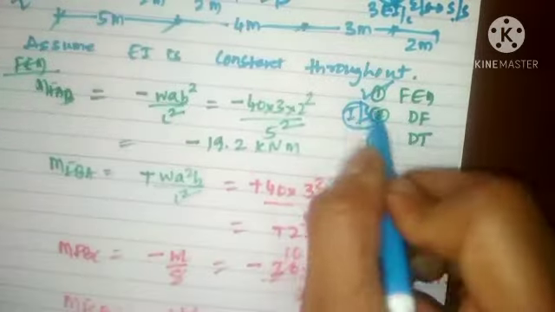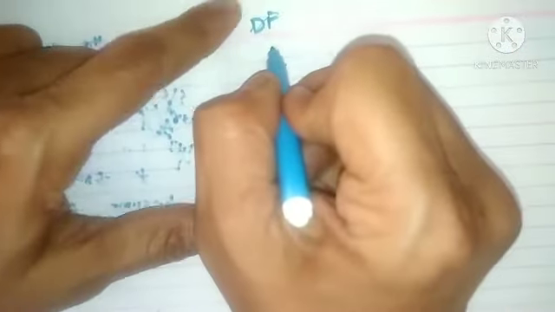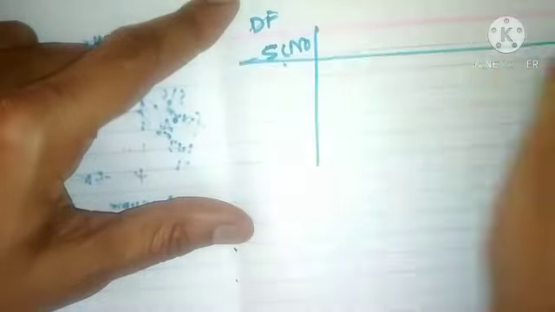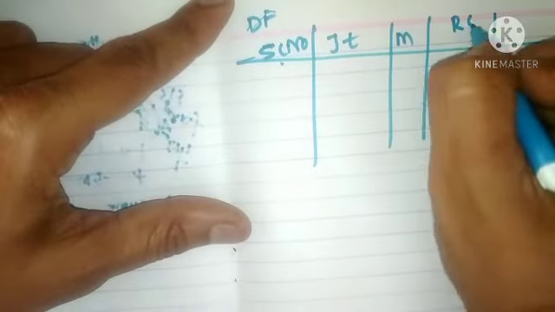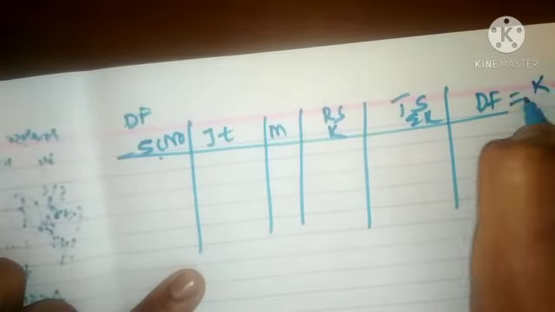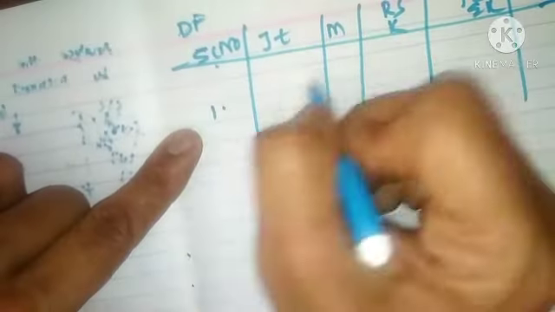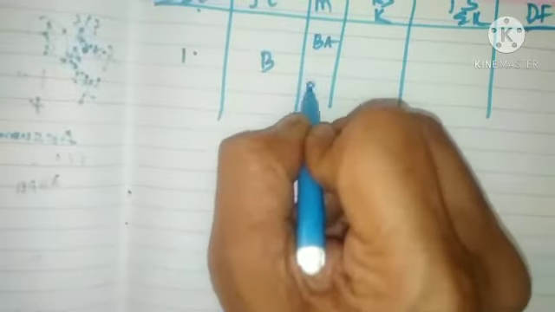Now distribution factors are calculated for the intermediate supports, and the intermediate supports are 2 in number, which is B and C. So we will be calculating distribution factor for B and C. Make a table here: serial number, joint, member, relative stiffness K, total stiffness summation K, and distribution factor equals K divided by summation K. So first, serial number 1, joint B. Members connected to B are BA on the left hand side and BC on the right hand side.